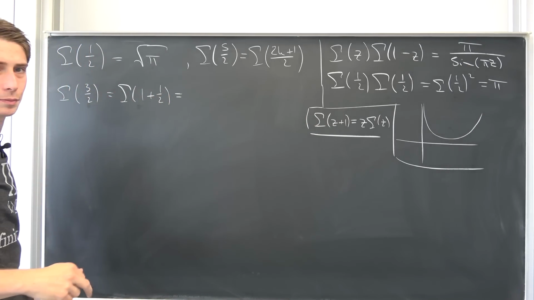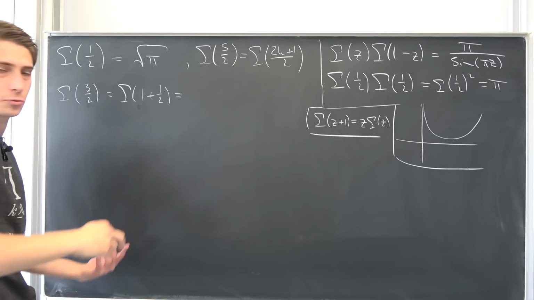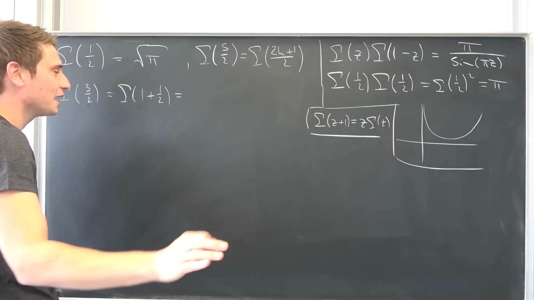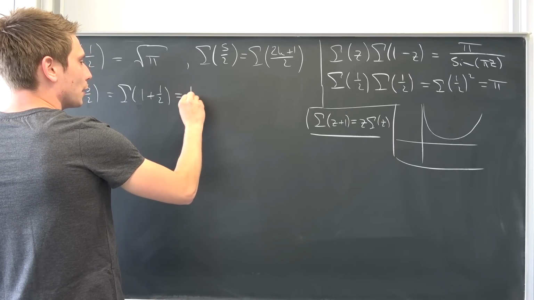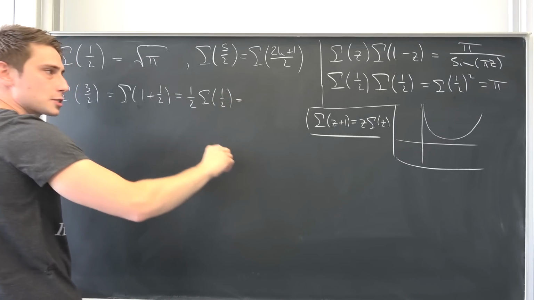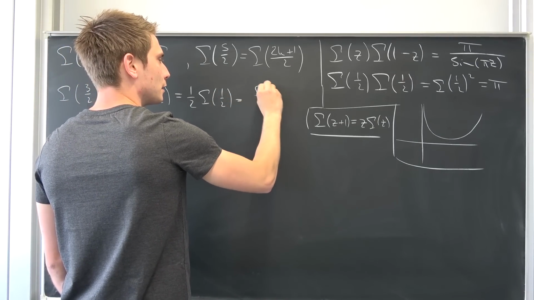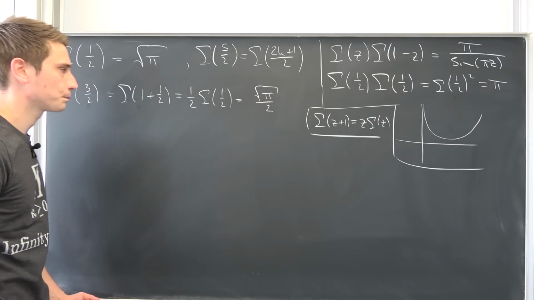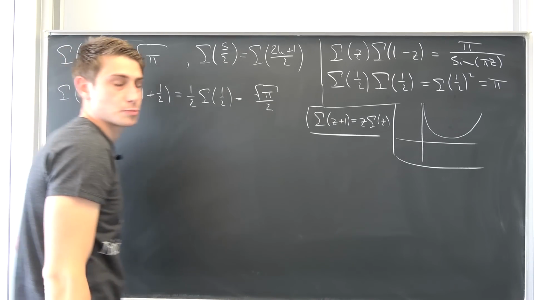Because 3 over 2 is nothing but 1 plus 1/2. That's 2 over 2 plus 1/2. Okay, I hope you can see where this came from. We are going to get 1/2 times gamma of 1/2, leaving us with square root of pi over 2.